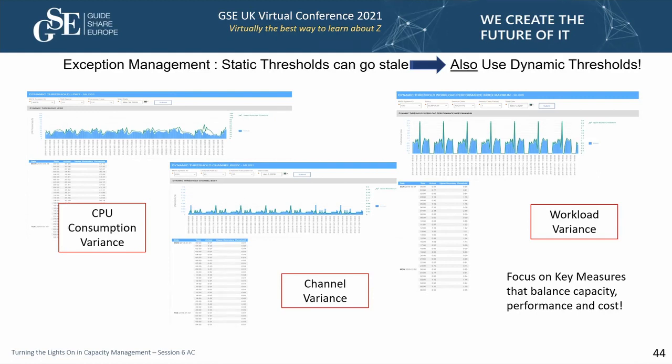Why is this particular hour or this particular time period out of bounds? So dynamic thresholding is really kind of a wave of the future, applying machine learning to allow you to have more intelligence in the exception reporting.